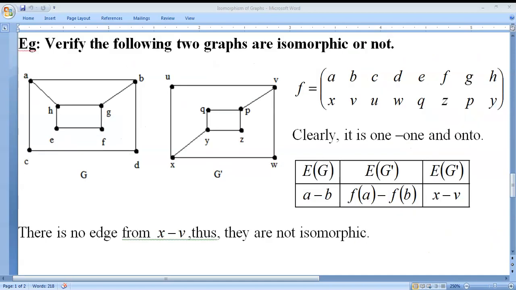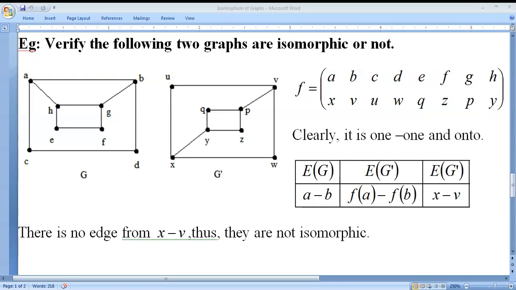Now let us take another example. So two graphs are given. First graph is having vertices a, b, c, d, e, f, g, h. Second one is having vertices u, v, w, x, y, z, p, q. Okay, this is an undirected graph. Okay, so in order to verify whether it is isomorphic or not, you need to create a function. You need to develop a function that is 1-1 and onto. Okay, so I have mapped a to x, b to v, and so on.